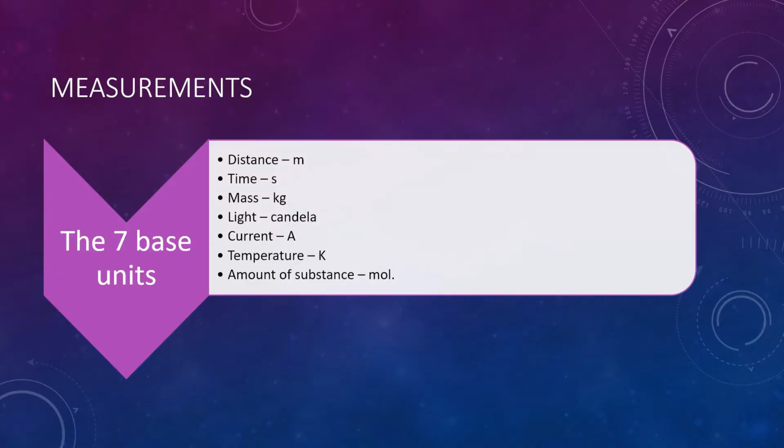So I hope you enjoyed the video. What this slide is showing you now is that there are seven base units. These 7 base units include distance, which is measured in meters in the SI system, time, which is measured in seconds, and I believe that is consistent whether you are in the SI units or the imperial units. There's mass, which is kilograms in the SI system, or pounds in the imperial system. And there's light, which is measured in candela.